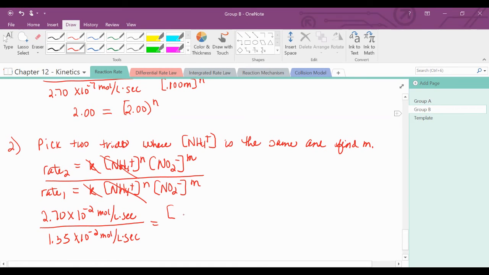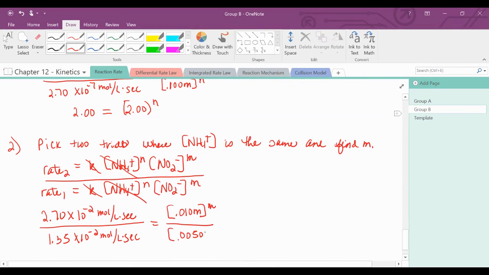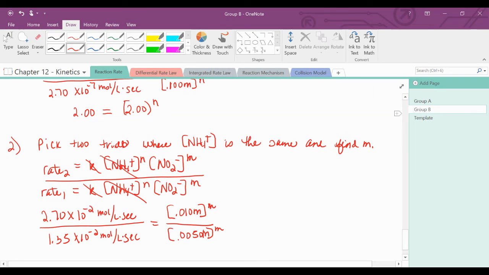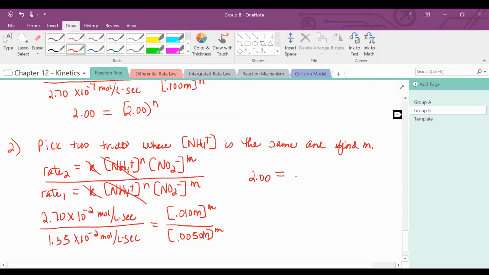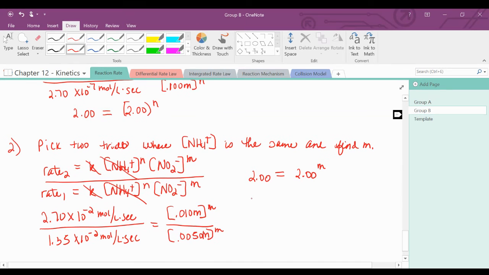Okay. In trial 2, the concentration of the nitrite is 0.010 molar. And in trial 1, it is 0.0050 molar. So again, I want to reduce. If I divide my rates, we get 2. If I divide my concentrations, we get 2 raised to the m power. And again, if I want to rearrange this so that m is no longer a power, we're going to take the log of both sides.